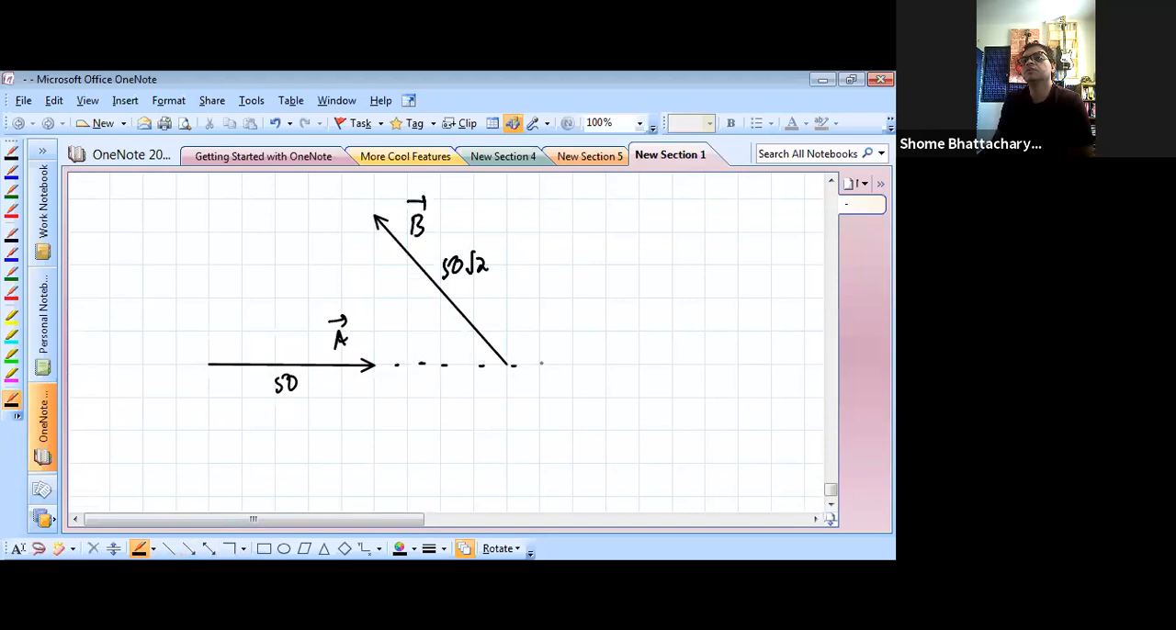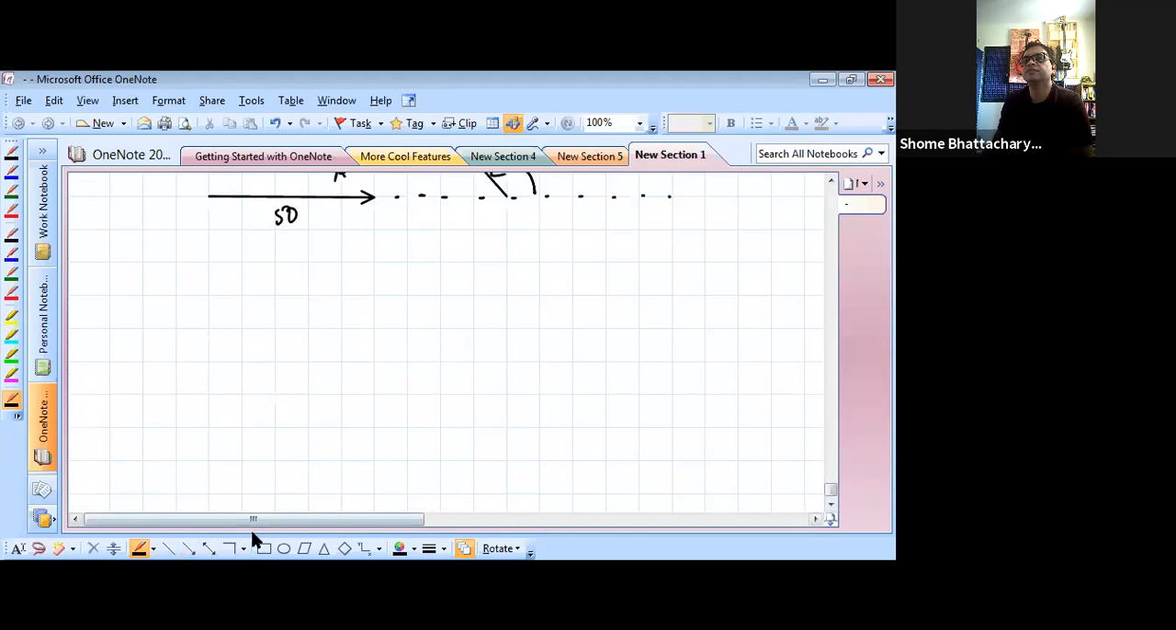But remember, we are not adding A plus B. We are doing subtraction of A and B. So this angle theta is 135. So next, when we operate the difference of the two vectors, the difference triangle will look like this. Taking the vector A, and to that you are going to add the vector minus B.